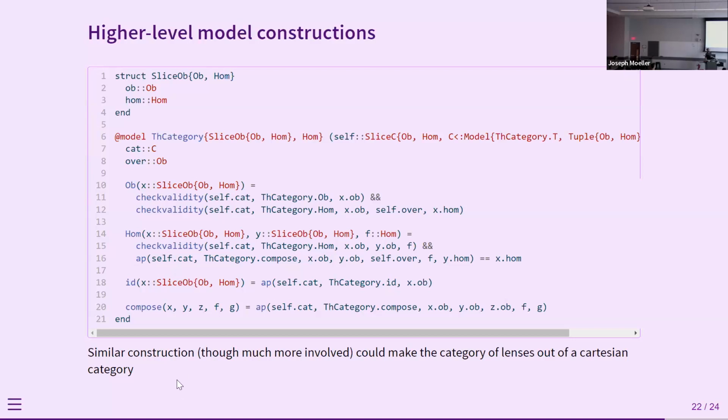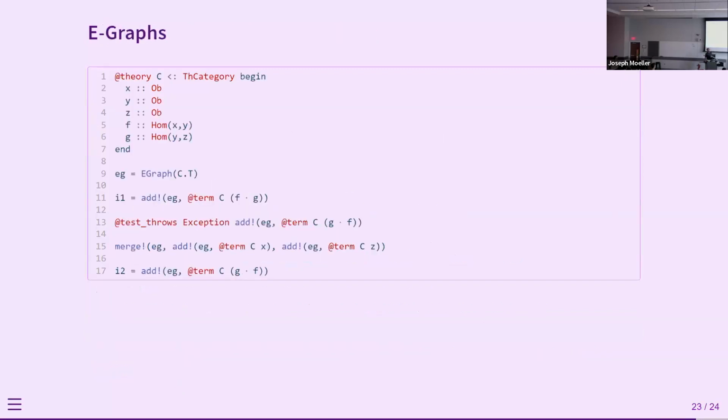And a similar construction, though much more involved, could take any Cartesian category and produce the category of lenses for that Cartesian category. And even better, you could do the whole thing with the symmetric monoidal category of lenses. And then finally, is this the last slide? Yes, okay, excellent.